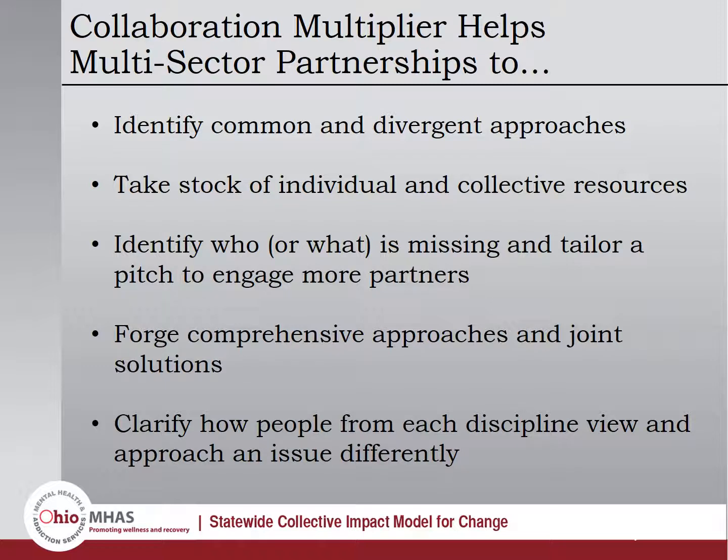Collaboration Multiplier lays the groundwork for effective multi-sector collaboration. It's designed to guide an organization to better understand which partners it needs and how to engage them. It is also designed for collaboratives that already work together so that they can identify common and divergent approaches, take stock of individual and collective resources, identify who is missing and tailor a pitch to engage them, forge comprehensive approaches and joint solutions, and clarify how people from each discipline view and approach an issue differently.